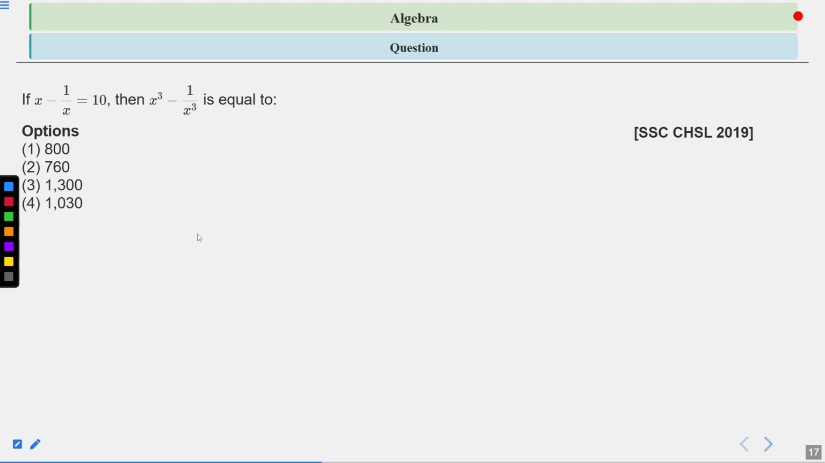The question is, if x minus 1 upon x equals 10, then what is the value of x cube minus 1 upon x cube? This question was asked in the SSC CHSL exam in 2019. So there are 4 options. First one is 800, second is 760, third one is 1300, and fourth one is 1030. Now you have 10 seconds to analyze the question. Your time starts now.